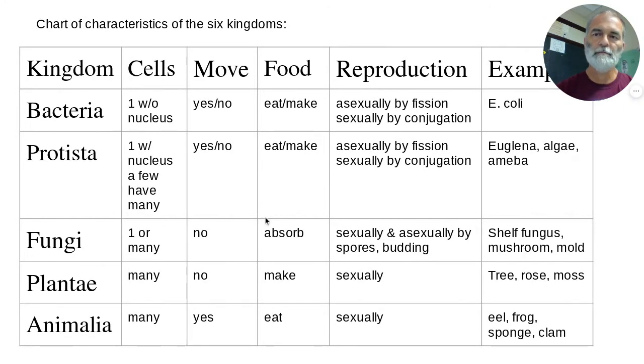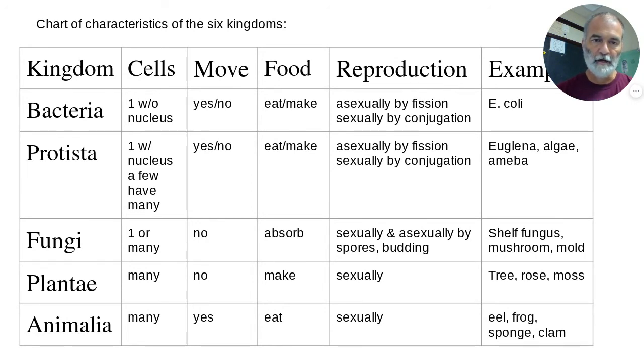We look at whether they can move or not. And the yes, no means some can and some can't. It doesn't mean that they can sometimes and they can't sometimes. Same thing with food. Some of them eat their food, some of them make their food, depending on the creature, some make, some eat. And there's one even that eats its food and makes its food.